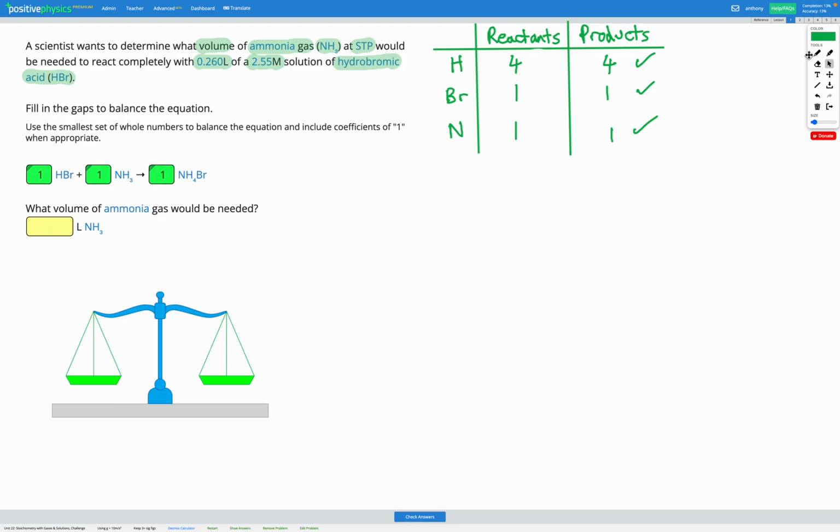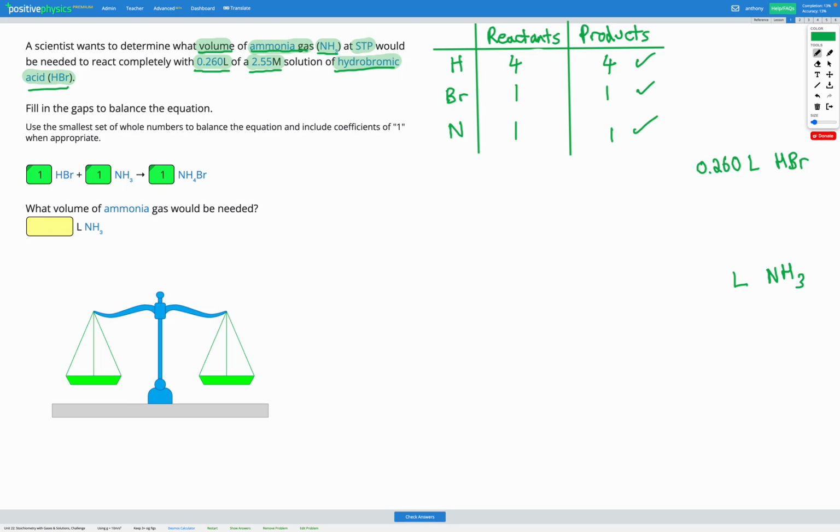Now let's think about what we've been given and what we're trying to find. So we've been told that we have 0.260 liters of a 2.55 molar solution of hydrobromic acid. So we know we have 0.260 liters of HBr. And we know we're trying to find what volume of ammonia gas NH3 we have. So we're trying to get to liters of NH3, that's ammonia.